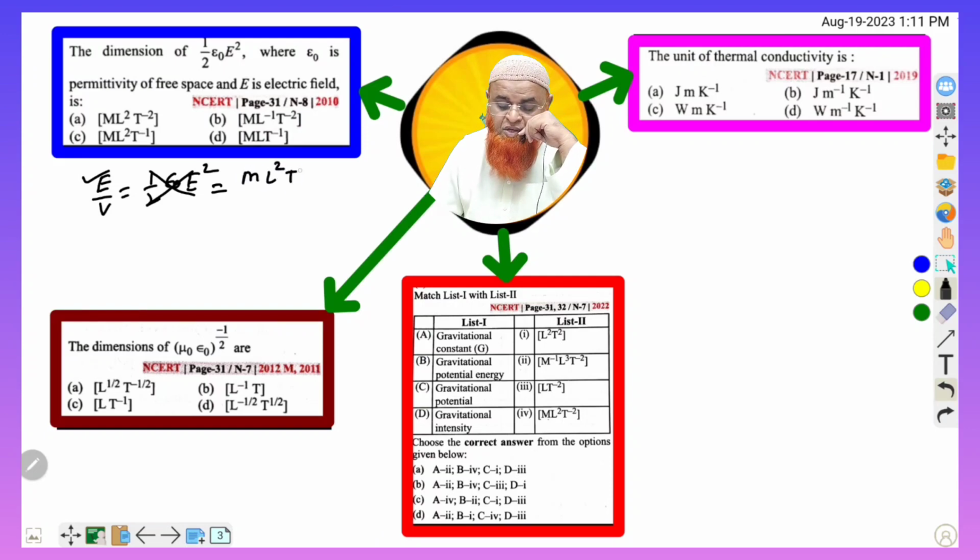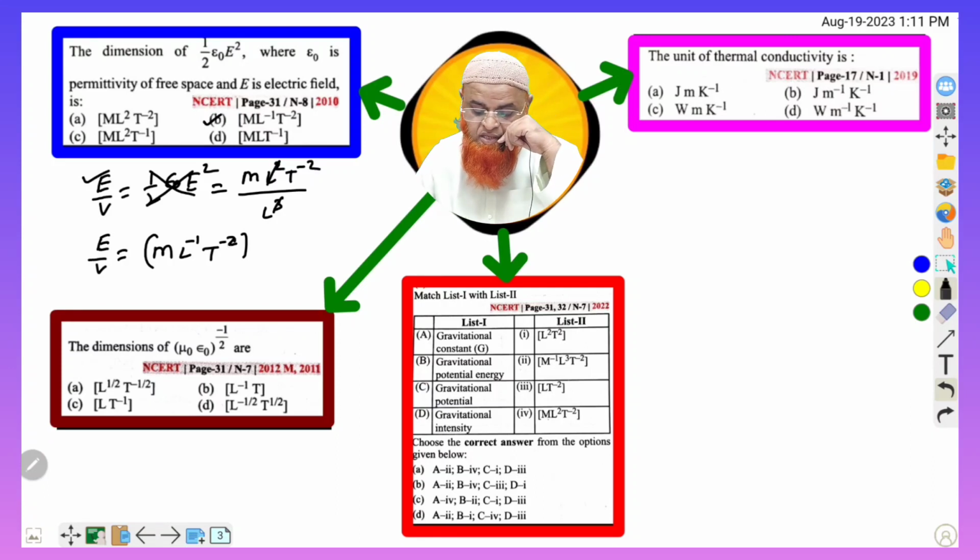So energy is nothing but ML square T power minus 2 and volume is nothing but L cube here. So L square and L cube get cancelled. So finally, energy density, that is energy by volume, you will be getting M, L goes to the denominator and becomes L power minus 1 and T power minus 2. Therefore the correct option is going to be the second option, that is B option.